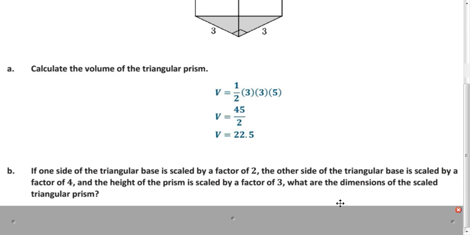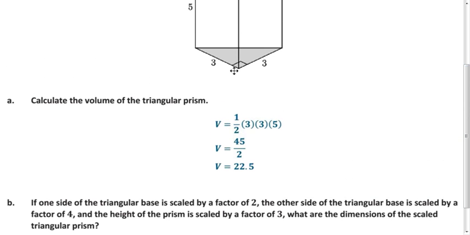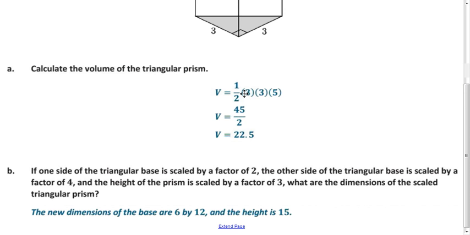Now, what if we scale the base in one direction by a factor of 2, in the other direction on the base by a factor of 4, and the height by a factor of 3? What are the new dimensions? I'll go back up so you can see them. So factor of 2, factor of 4, and factor of 3. Well, we multiply. So 3 times 2 is 6, 3 times 4 is 12, and 5 times 3 is 15.